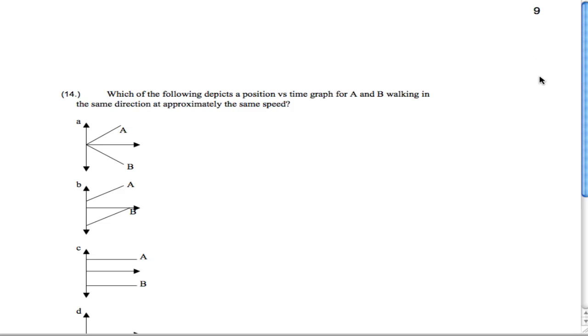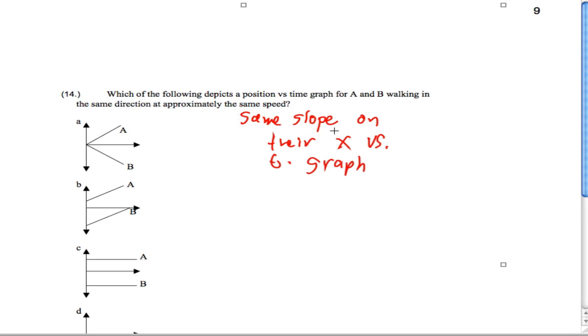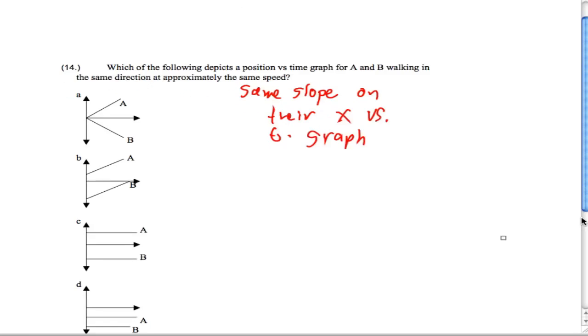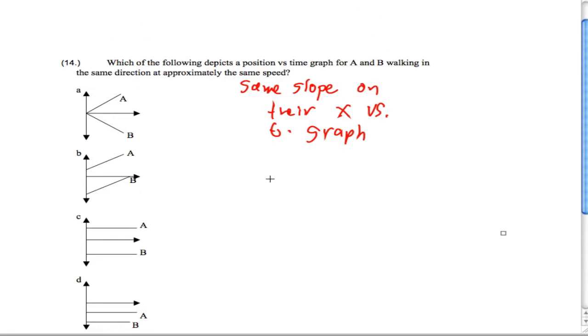Now, if they're walking in the same direction at the same speed, let's be clear on this. That means, 2 ways to look at this, they should have the same slope on the line on their position versus time graph. And the one choice that shows me that is this one right here, choice B. So in other words, a hint is parallel lines.